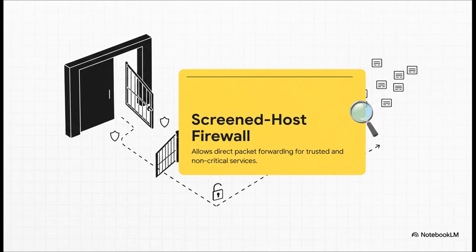Now, a slightly more advanced setup is the screened host architecture. This one's a little smarter. It still has that main heavily guarded gate, but it also creates a kind of express lane. For certain types of traffic that you already trust, you can let them bypass the main inspection. It makes things a lot more efficient.